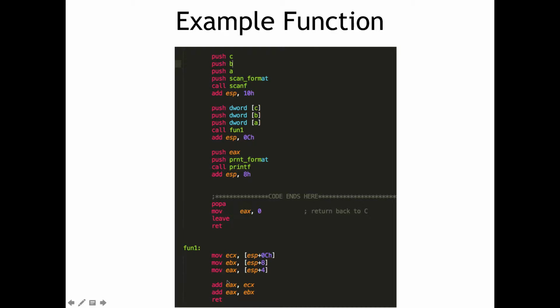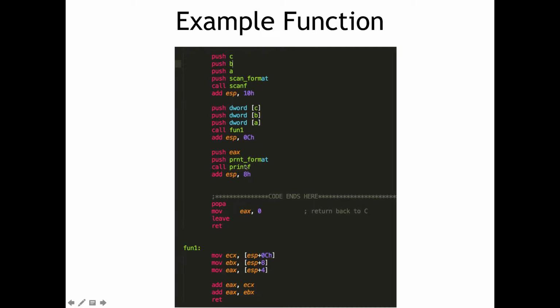Once I move those into registers, I can add: add to EAX, ECX, and add to EAX, EBX, and now I can return. Since this function is returning a value, I left the value in EAX. Once this function returns, we return to the next instruction, which cleans up the stack pointer. We pushed 4, 8, 12, so we add 12, or C in hex, to ESP. Okay, now we've cleaned up the stack.